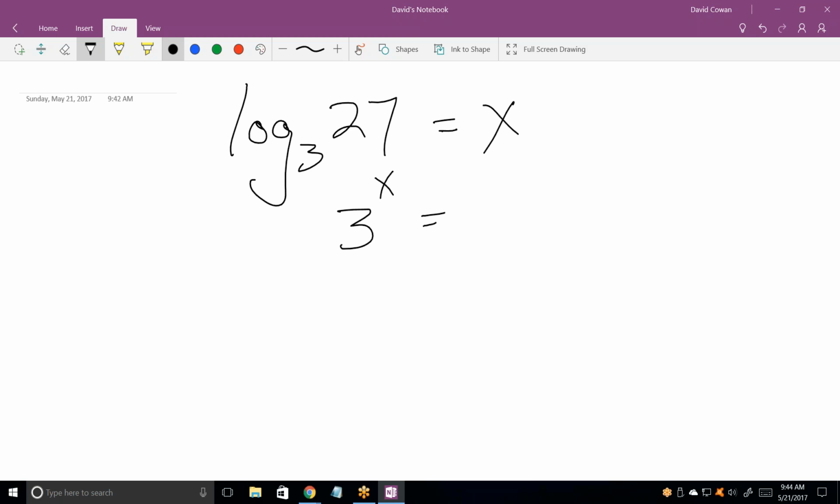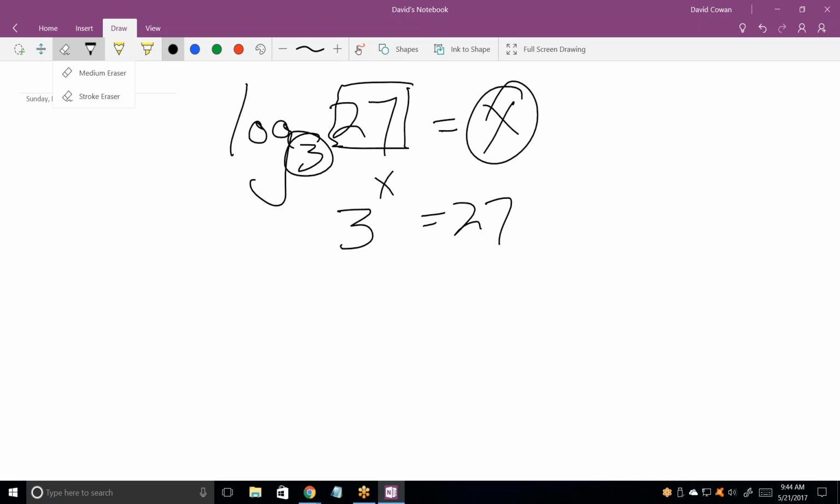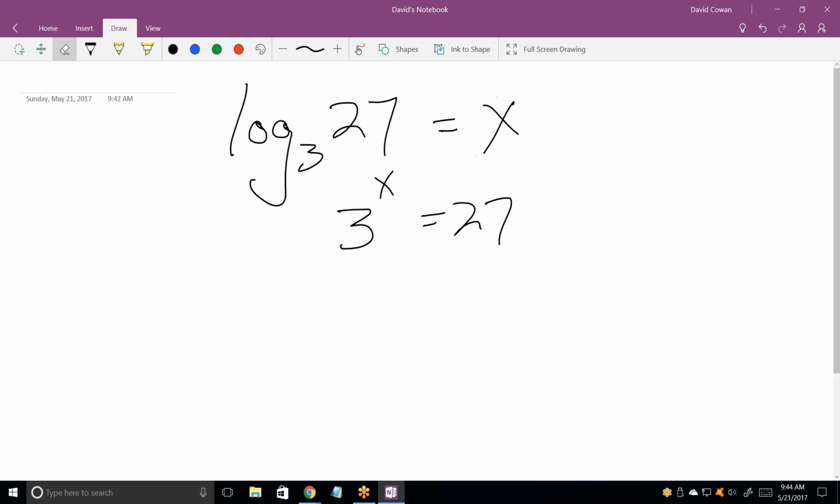Yeah. The way I remember it is it's the number on the far left raised to the power on the far right equals the argument. And always remember, logs are exponents. If you remember only one thing about logs, it's that they are exponents. So when I'm looking at this top expression here, I know that x has to be the exponent.